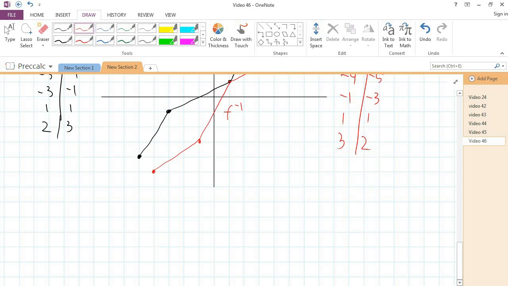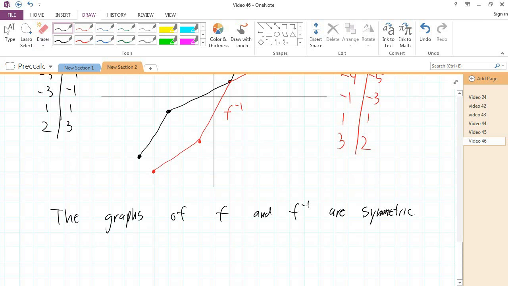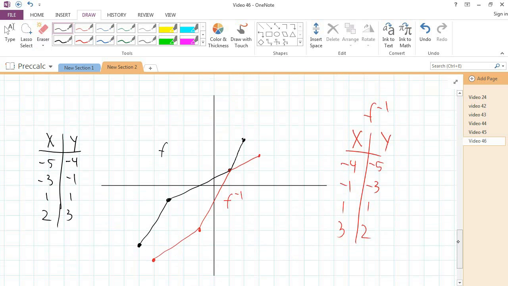Okay? And looking at these two graphs, we notice a cool thing. And this is a neat property of inverses. The graphs of any function f, and this is any function f, and its inverse, are symmetric about the line y equals x. So if I look at this line here, that's the graph of y equals x, we see that f and f inverse are symmetric around that line. And I think that's a pretty cool property.